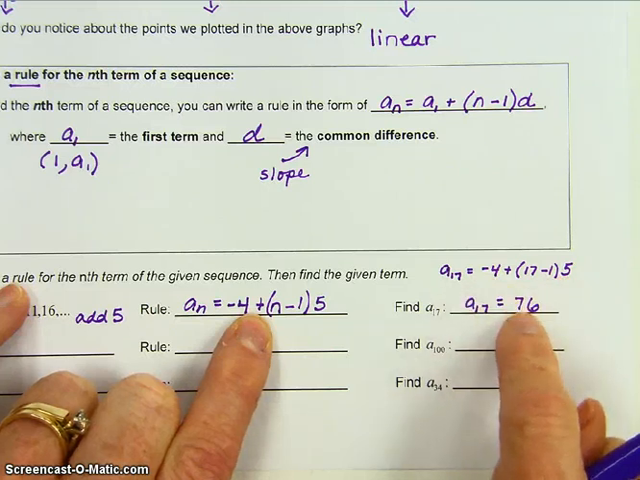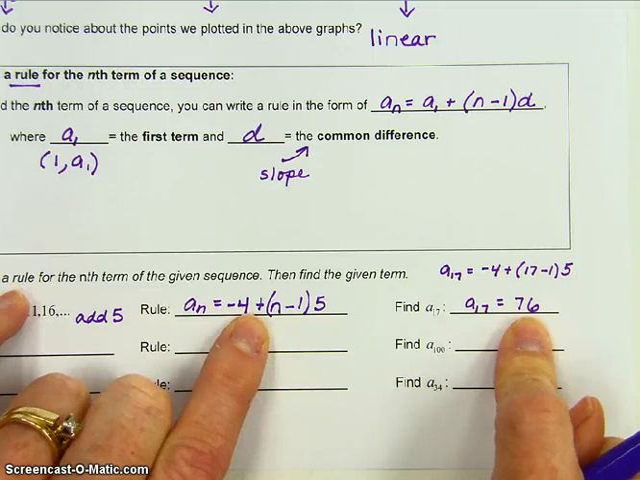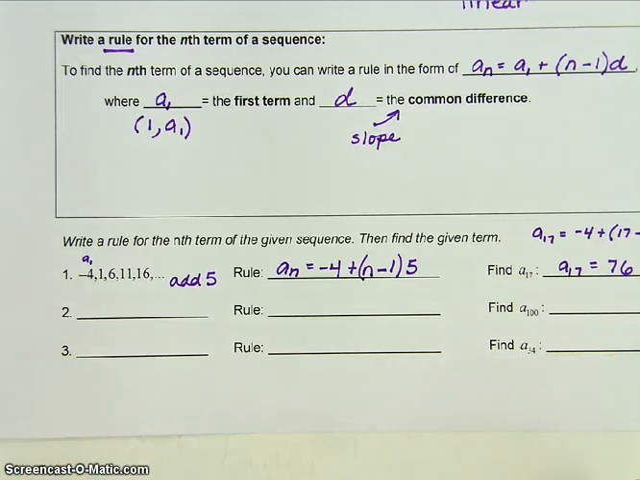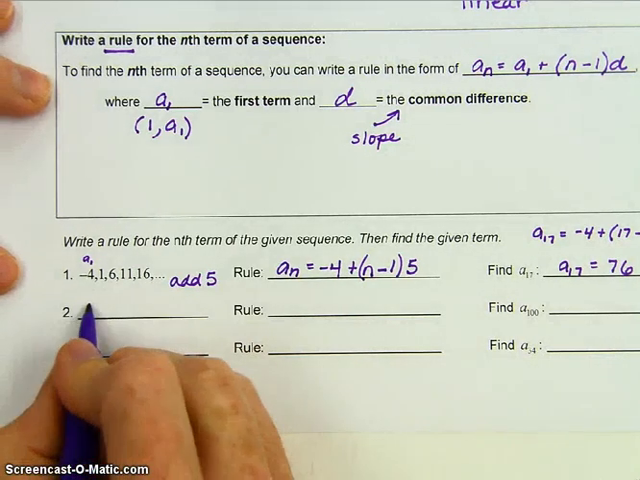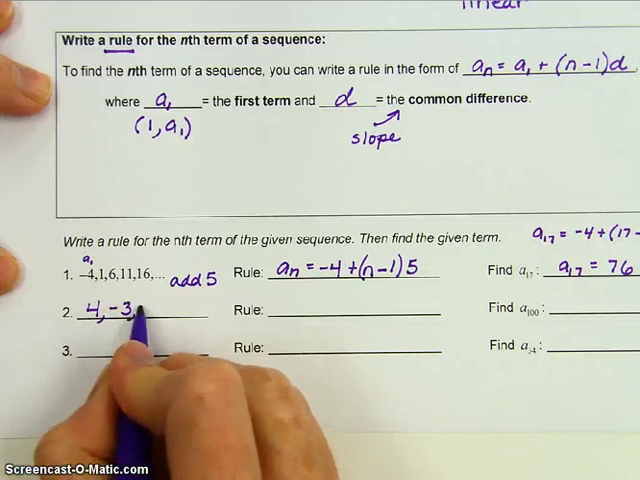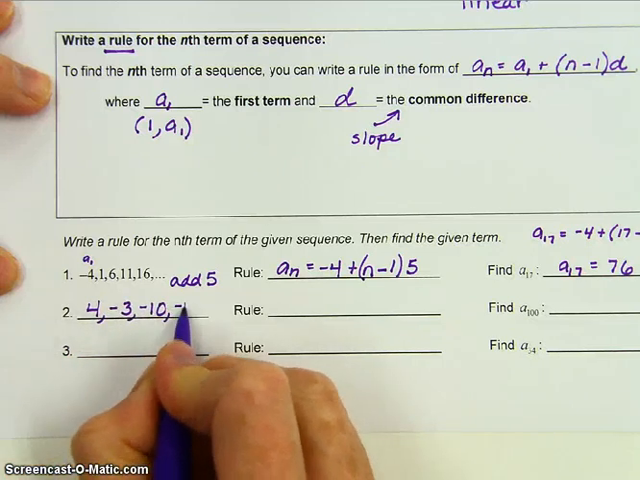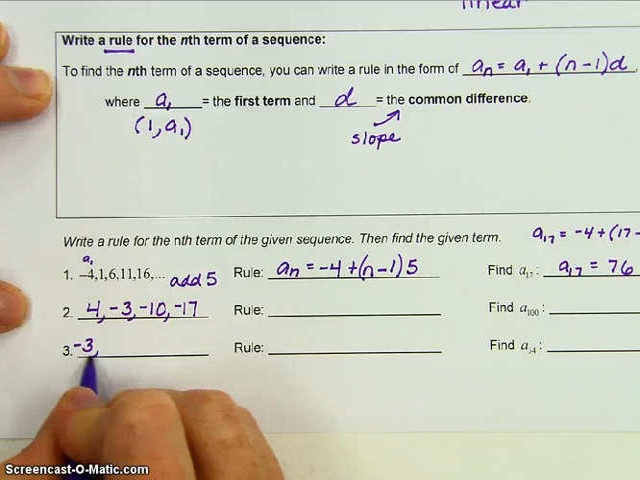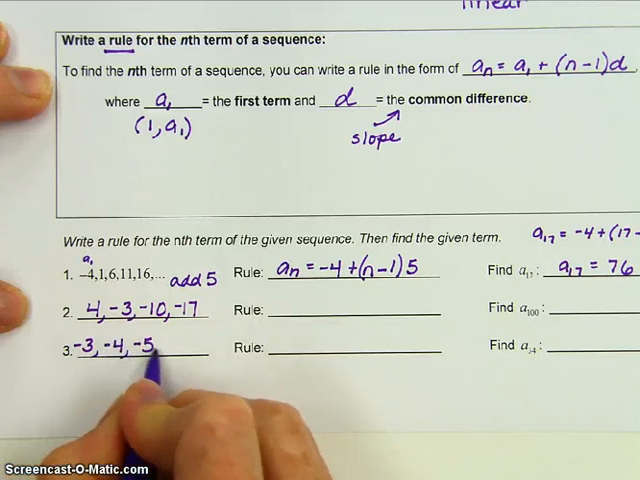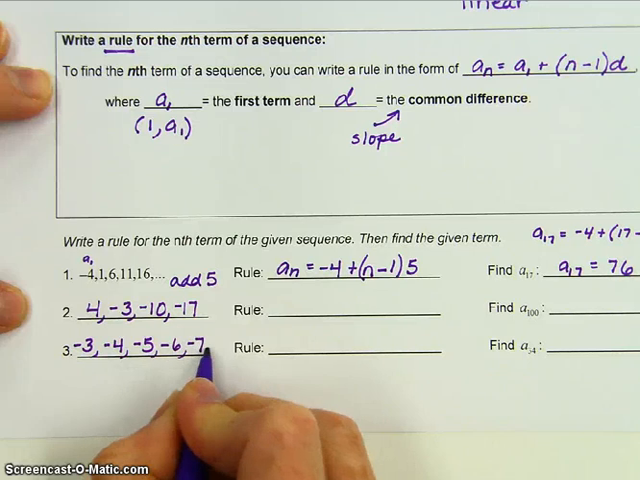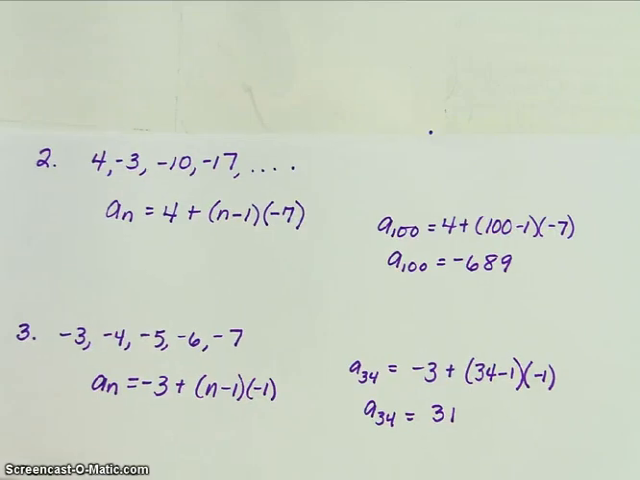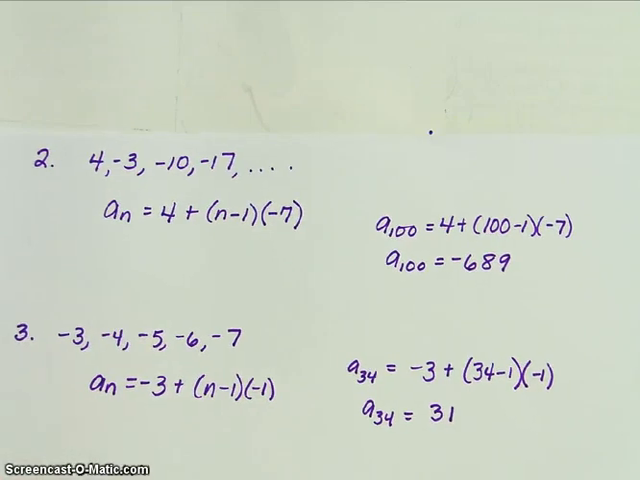4 gives you 76. Now, I would like for you to pause the video and attempt 2 and 3. Here are your problems. 4, negative 3, negative 10, negative 17. The next one, negative 3, negative 4, negative 5, negative 6, negative 7. Pause the video and try both of those. Okay, here are the answers for questions 2 and 3. If you have any questions of where these came from, please make sure you ask me in class.